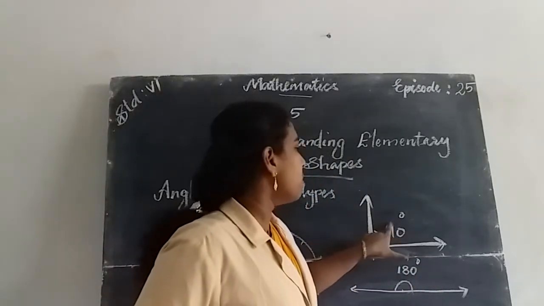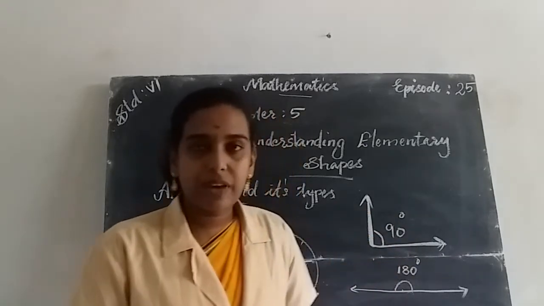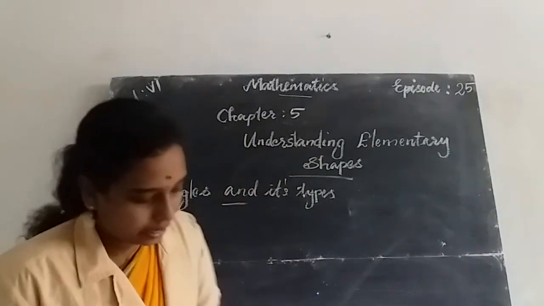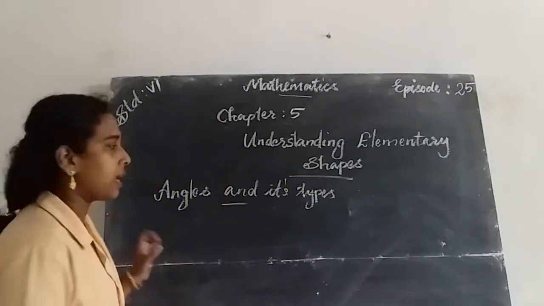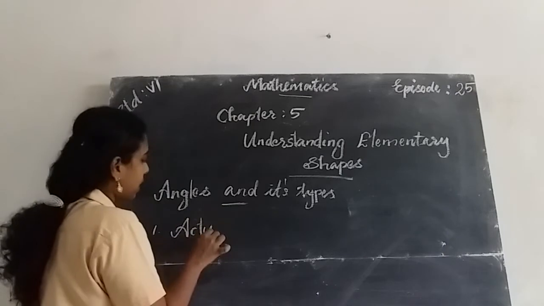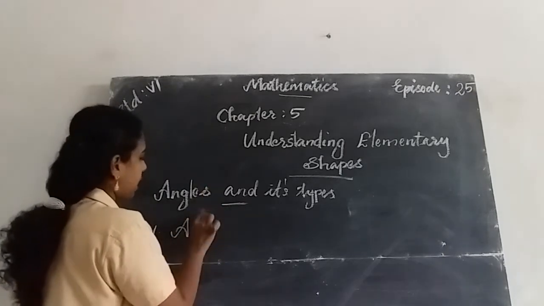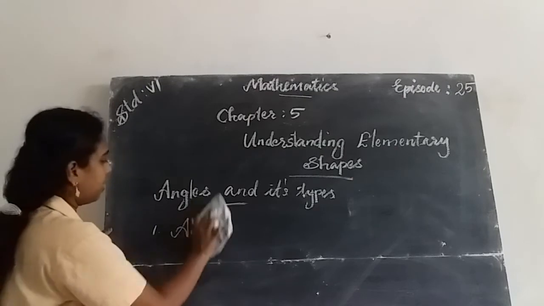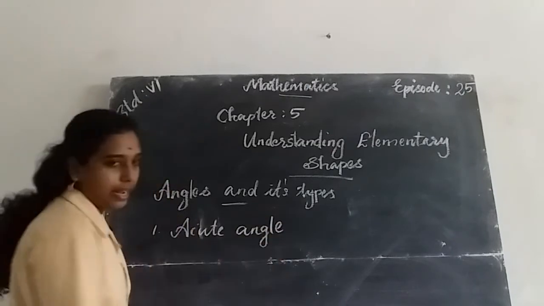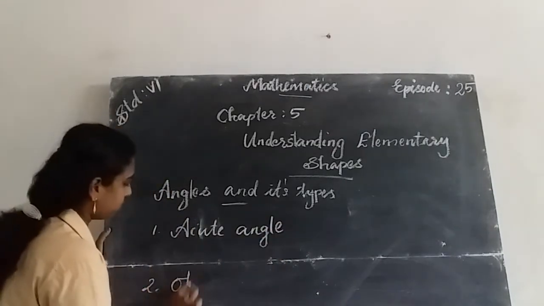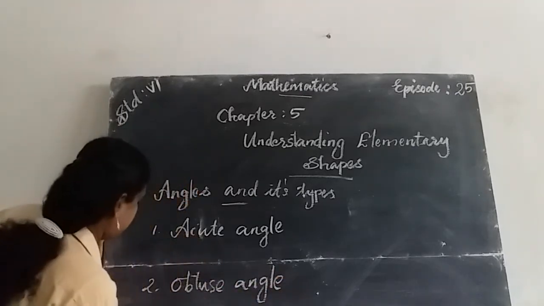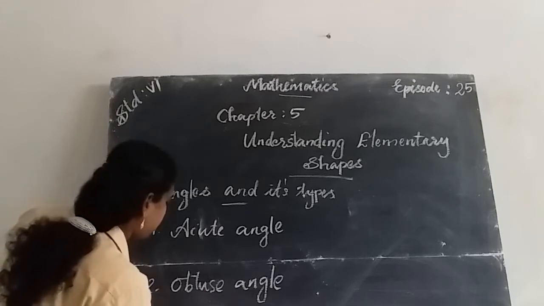Based on the degrees, angles can be classified into three types: acute angle, obtuse angle, and reflex angle. First one, acute angle. You also studied in your previous classes about acute angle, obtuse angle and reflex angle. Acute angle. The next one, obtuse angle, and the third one, reflex angle.